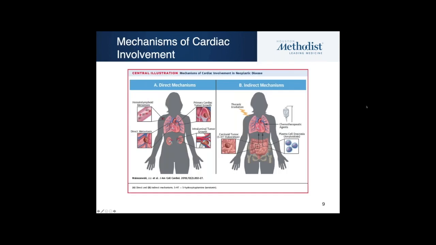This is a central illustration of Dr. Malazewski's article looking specifically at mechanisms of cardiac involvement. So this is looking both at tumors, primary and metastatic, as well as indirect mechanisms of cancer therapy-related cardiotoxicity and systemic diseases with cardiac involvement. So you see here in the direct mechanisms, they include hematogenous metastases, which are often seen in tumors that spread hematogenously. Melanoma and lymphoma are characteristic cancers that spread to the heart this way.